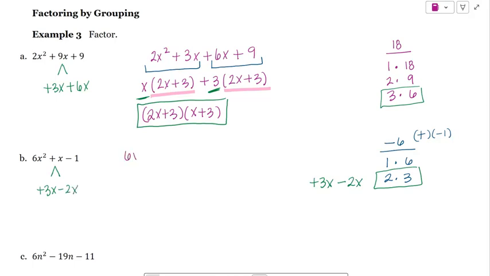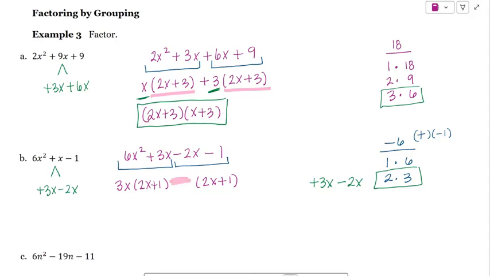I'll rewrite this over here. 6x squared plus 3x minus 2x minus 1. And then I group the first two terms, group the second two terms. Looking at the first two, it looks like they both have a 3 and an x that can be factored out. And I'm left with a 2x plus 1. Looking at the second two, it doesn't look like there's anything being factored out. But based on what I saw in the first example, I know that I want my second set of parentheses to match, so I'm going to write it here.